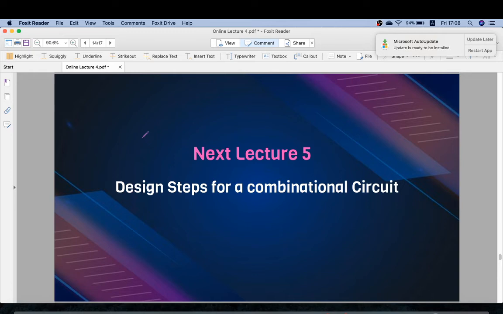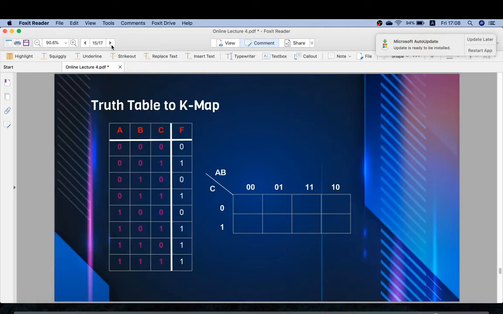Next, our fifth lecture is design steps for a combinational circuit. But before that lecture, I want to revise a few things which will be helpful for the next lecture. The first thing is we need to draw a K-map from our truth table. I think we already did this, but I want to revise it here.